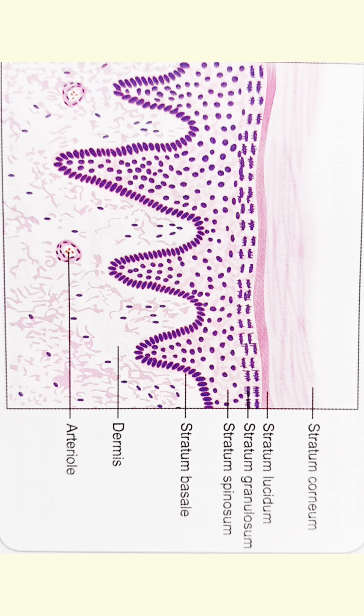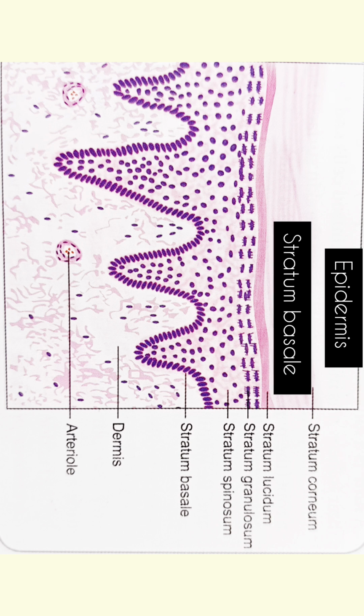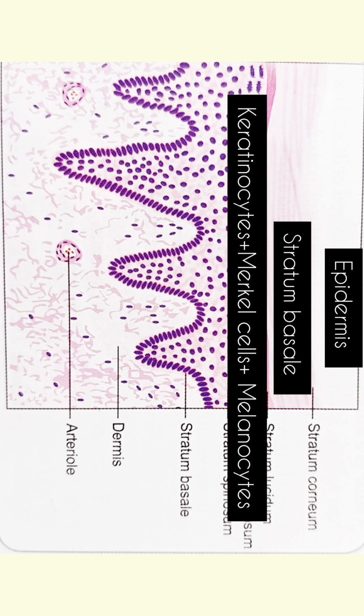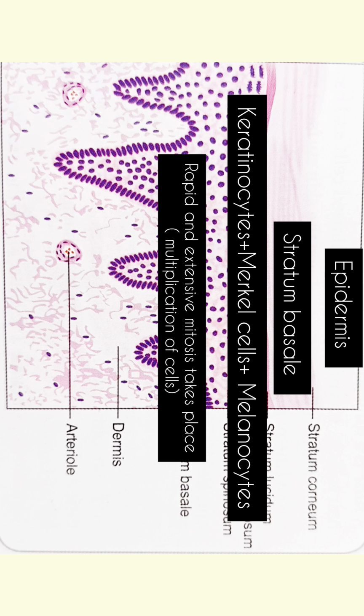Now we will see the layers of the epidermis from deep to superficial. First comes the stratum basale, also known as the basal layer. Here keratinocytes are present along with the Merkel cells and melanocytes. Here rapid and extensive mitosis takes place.